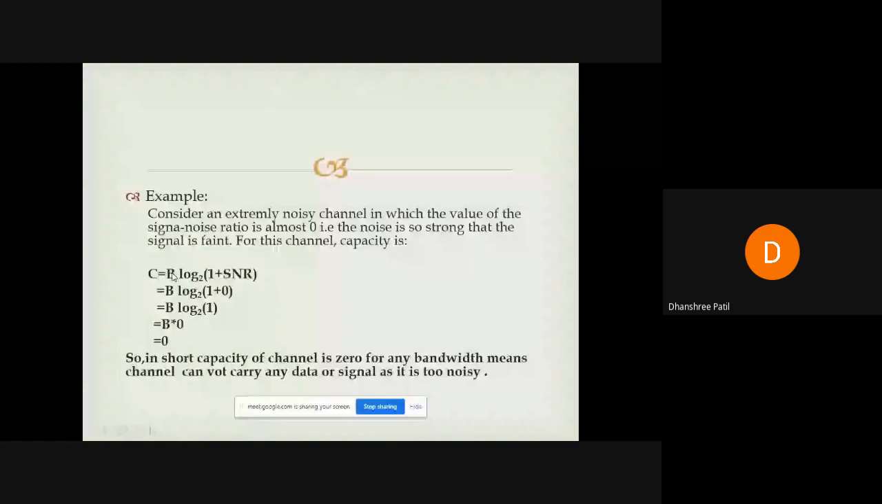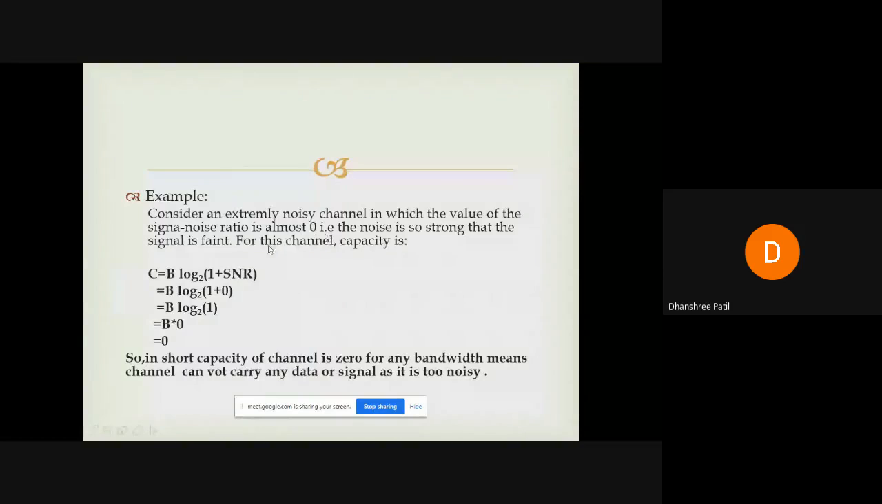What is the example? Consider an extremely noisy channel in which the value of signal to noise ratio is almost zero. That is, the noise is so strong that the signal is faint. It means that the channel is too noisy, due to which the signal is faint, and we will not get data properly, or we will not get any data, as the signal to noise ratio is zero.